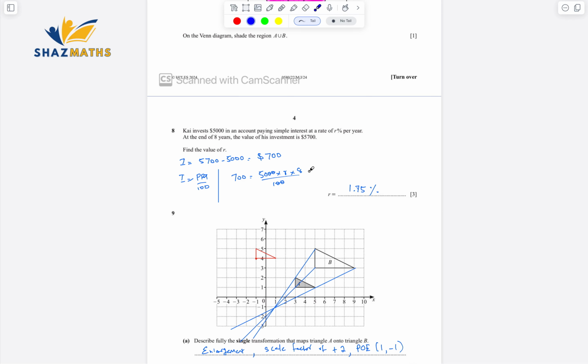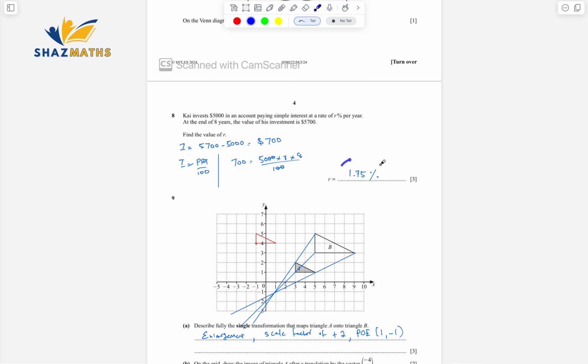So let's solve that out. The 2 zeros go away, and then 50 times 8 is 400, and then 700 divided by 400 would be 7 by 4, and that's 1.75. So 1.75% per year.